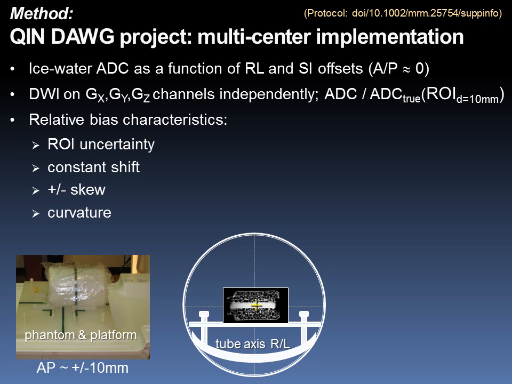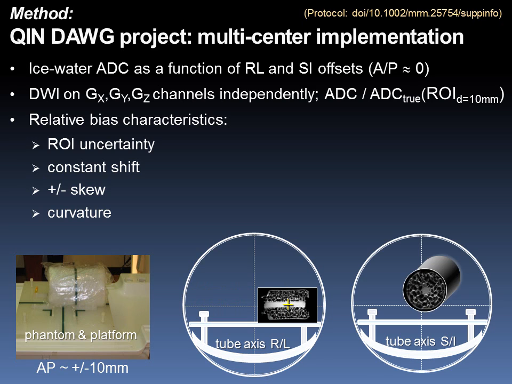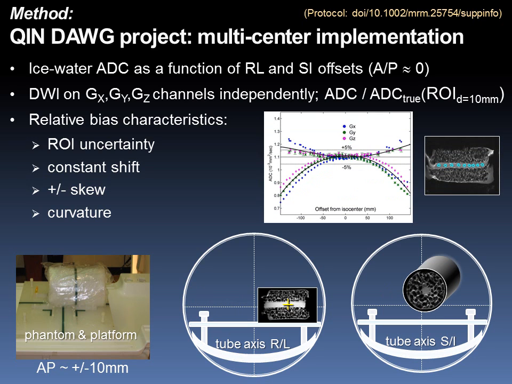implemented a uniform DWI acquisition protocol using a temperature-controlled isotropic ice water phantom of known ADC value placed on the platform with controlled elevation. Individual gradient channels were characterized independently by recording ADC along the primary magnet axis at 3 offset, right-left, and superior-inferior. The observed offset-dependent bias was quantitatively described using quadratic fit coefficients related to shift, skew, and curvature.